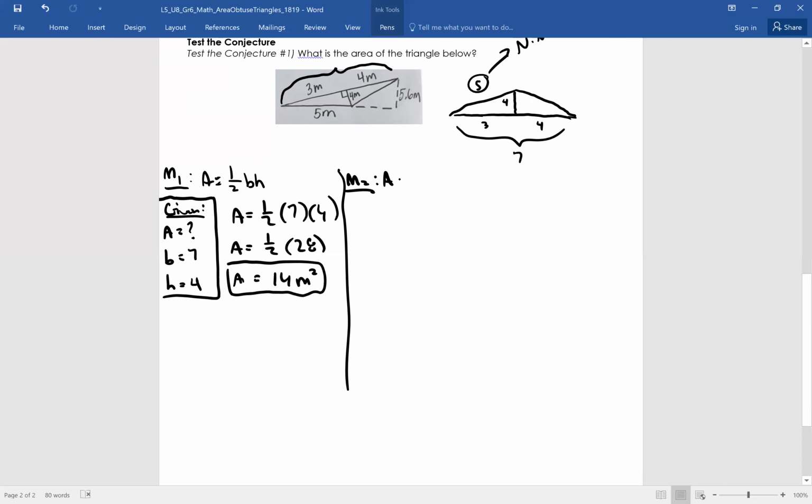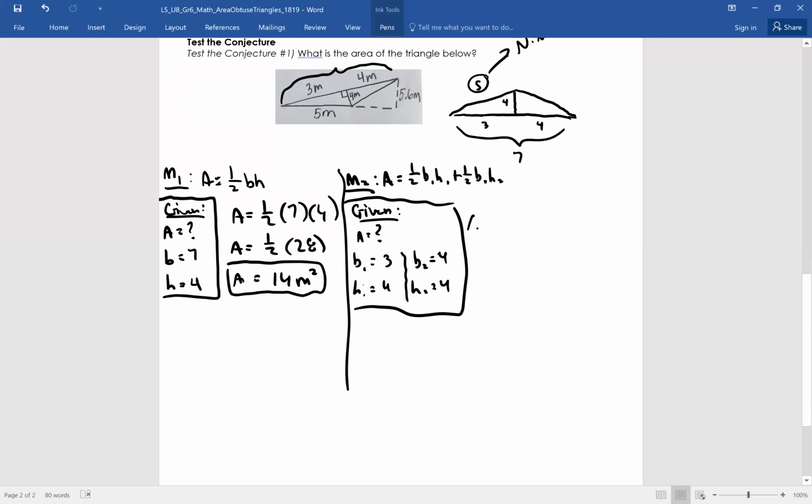And that formula is going to be when we separate the triangles and we add their areas together. Some of you might want to label your separate triangles as A and B. I'm just labeling them as 1 and 2. So given we don't know the area, the first base, we can call that one 3. The first height, which should be the same as any other height, is going to be 4. The second base is going to be 4, and the height, which doesn't change, is going to be 4 as well.